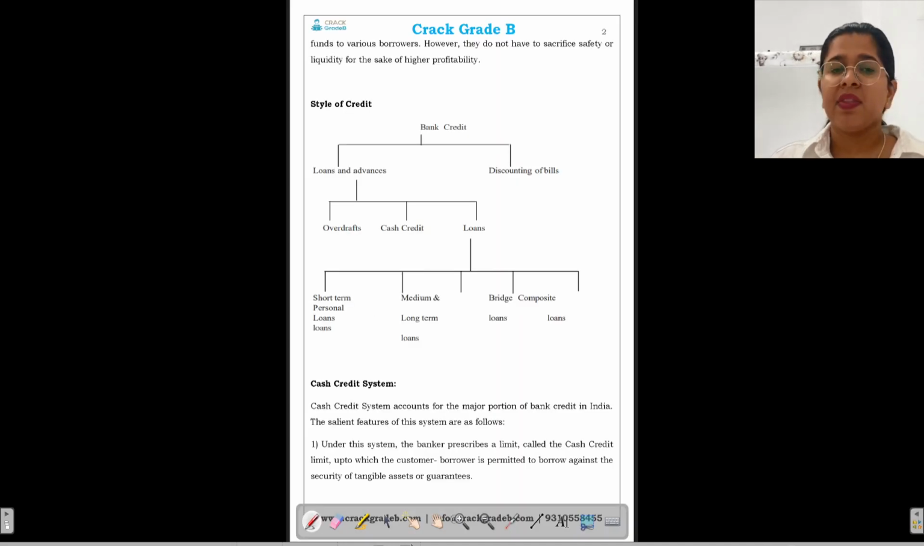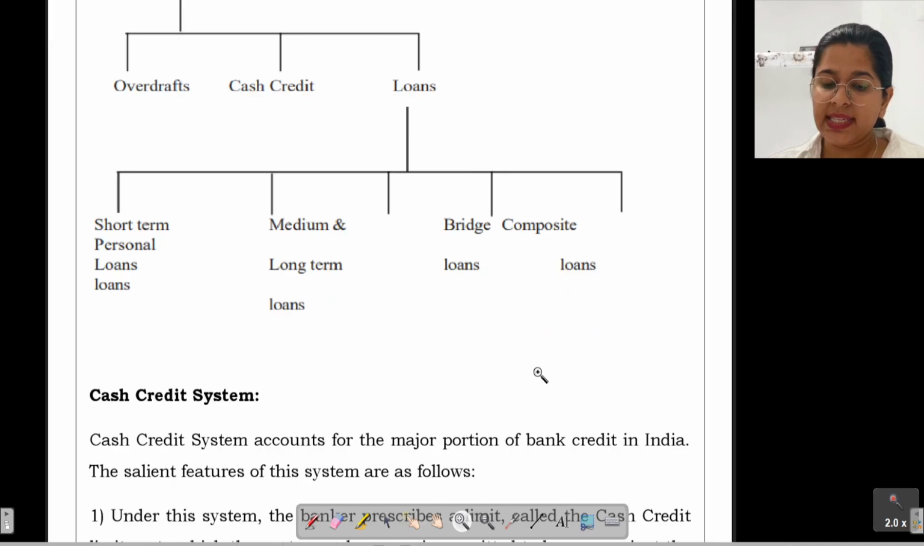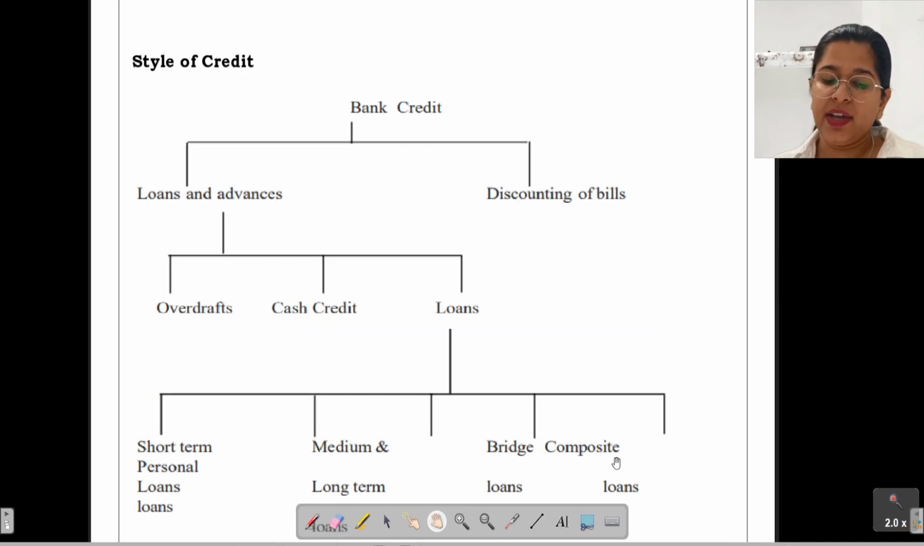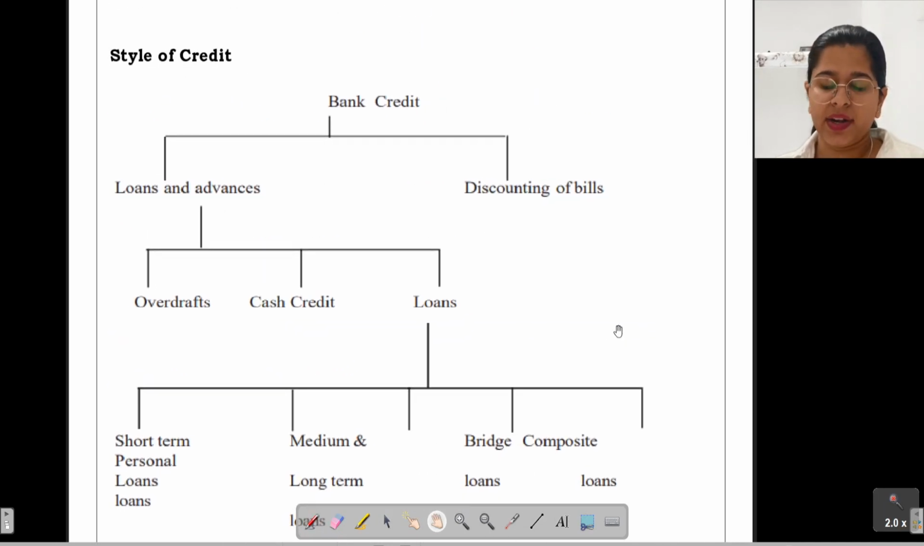Moving ahead. Now we have discussed the three principles of lending. Now we need to discuss the style of credit. See, many of these concepts I have already discussed with you, that the bank credit consists of loans and advances and discounting of bills, right? कहीं न कहीं we have already discussed about it.